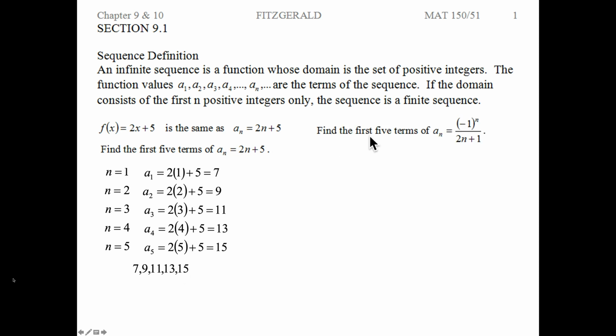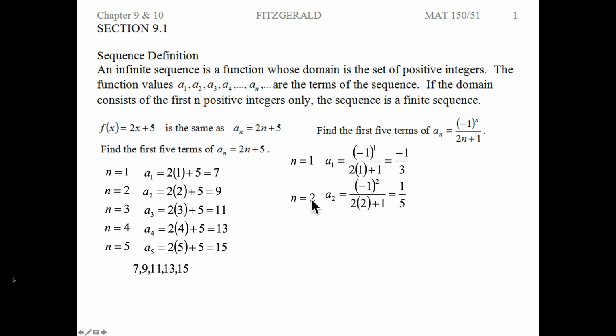Now, if we try to find the first 5 terms of a fraction here, a sub n is equal to negative 1 to the nth power all over 2n plus 1, we'll go through the same procedures. When n is equal to 1, we'll put 1 up here in the exponent position, and we'll put 1 in for the n being multiplied by 2. Our a sub 1 will be negative 1 over 2 times 1 plus 1, which is 3.